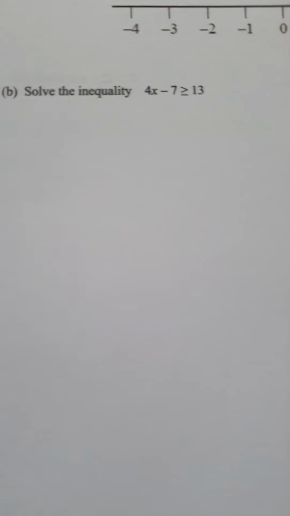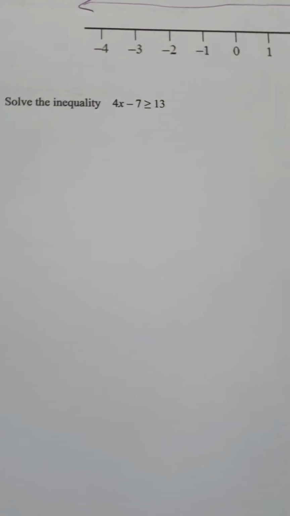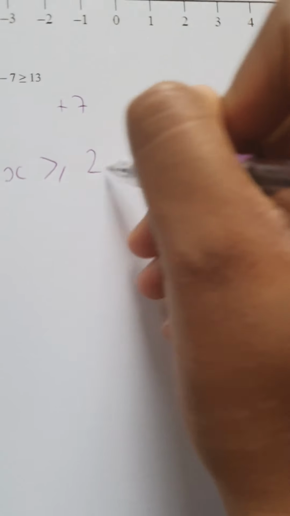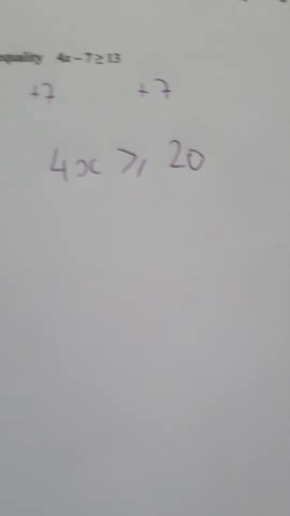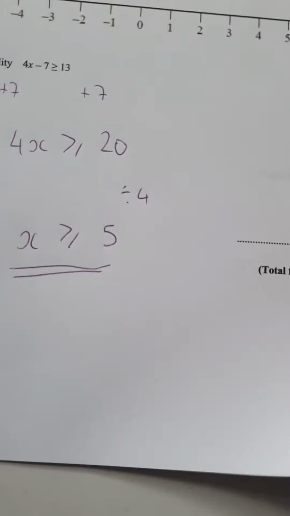Next one is solving an inequality. Now that's a lot like the algebra that we did in the last unit just before Easter. So for this, I've got 4x minus 7 is greater than or equal to 13. If we solve this like a normal equation, the first thing we would do is add 7 to both sides. And I would have 4x is greater than or equal to 20. And then I just divide by 4. So I've got x is greater than or equal to 5. That should be your final answer. You can obviously put that over there, but that would be your final answer.